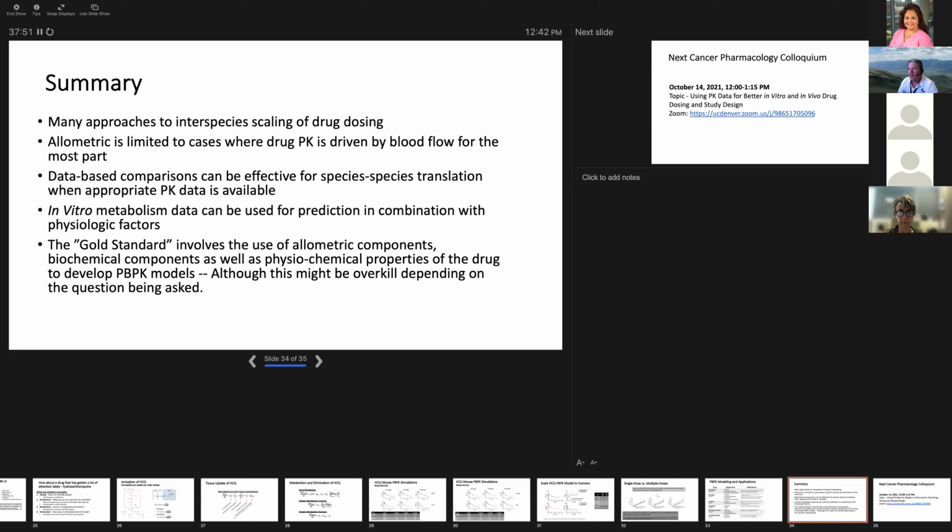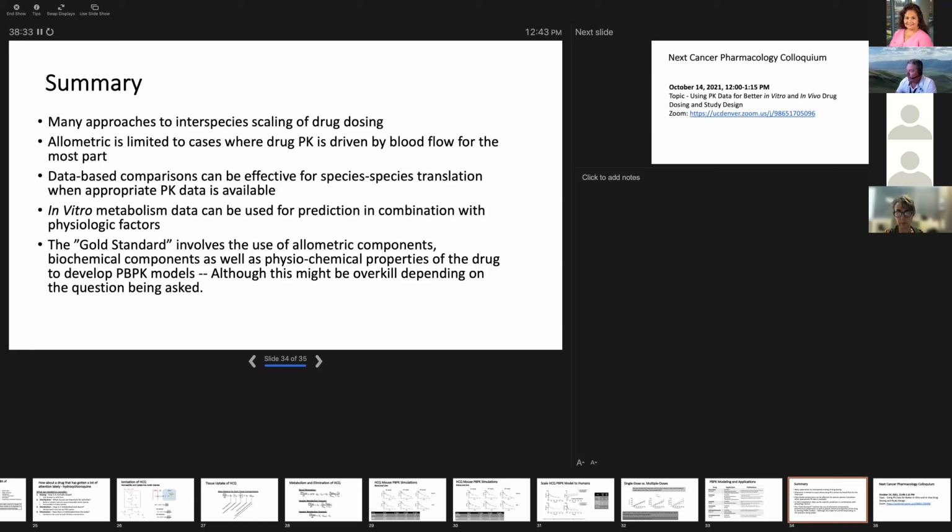So hopefully what I was able to get across was that there's a lot of ways to do interspecies scaling, and that a lot of times you need to do it because you need a starting point. That's what we do when we calculate starting doses in humans, and we use NOELs and NOAELs in animals, and we try to work back to humans. When you don't have human data, you have to do that. You just have to figure out a way to do your best scaling, and then you throw a safety factor in there and work your way up. Allometry is generally limited to cases where drug PK is driven by blood flow.